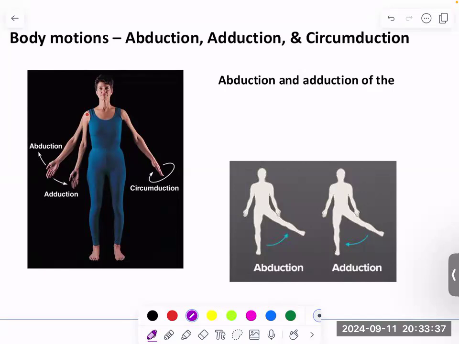You ready for this? See if I can do this. It's been a long day. Abduction of the thigh. I'm about to fall over. Adduction. I have to do it fast. Adduction of the thigh, getting closer. What does it mean? Adduction. Remember, adduction, you're bringing it closer to the body. You're adding it to the body. Add means bring it closer to the body.